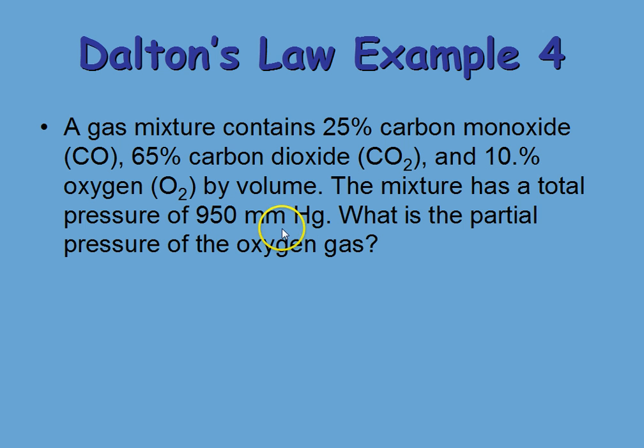We're told what the total pressure is of our mixture, and we're asked to find the partial pressure of oxygen. So if we just want to find oxygen, we're going to take that 10%, convert it to a decimal, 0.1, and multiply it by our total pressure, 950 millimeters of mercury. We have 2 sig figs in 950 millimeters of mercury. Sorry, cat. And when you multiply 0.1 by 950, you will get 95 millimeters of mercury.